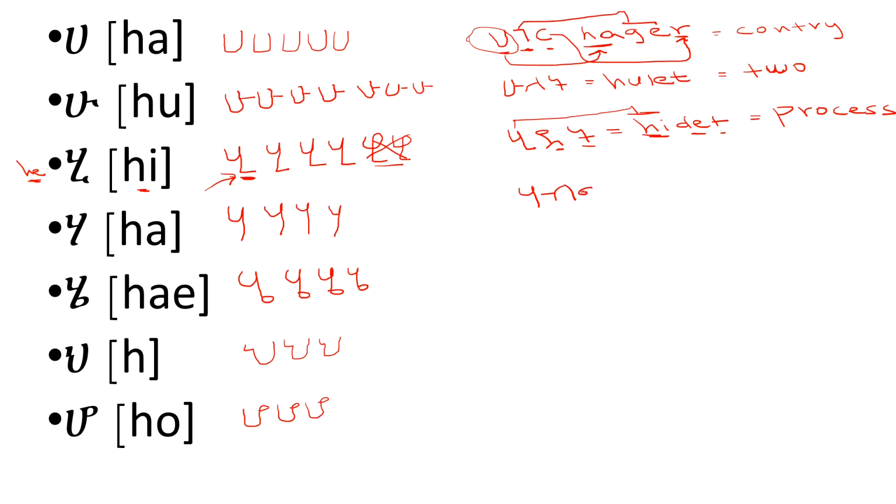And for the fourth one, the example is habil. Habil. And it means necklace. And you write it like this. Habil. This one is B. Habil.